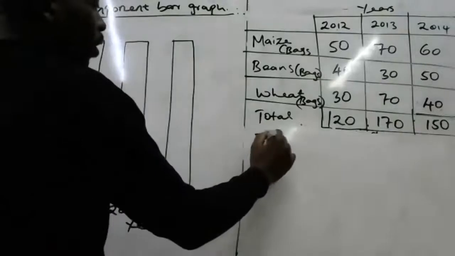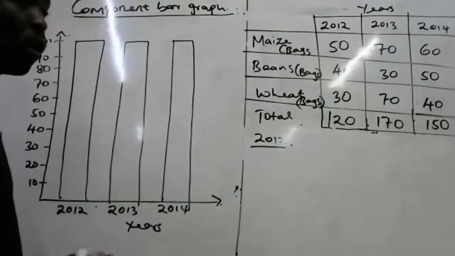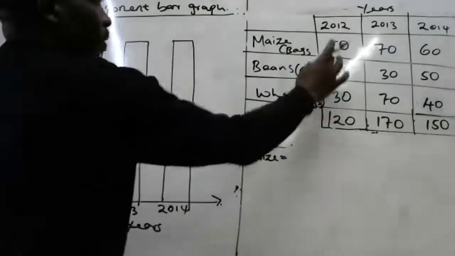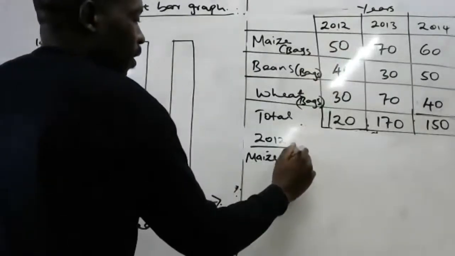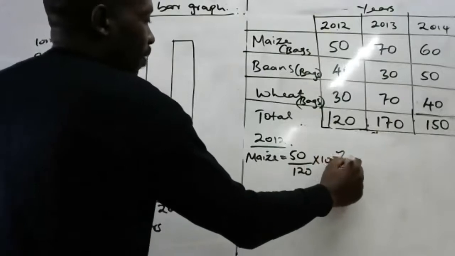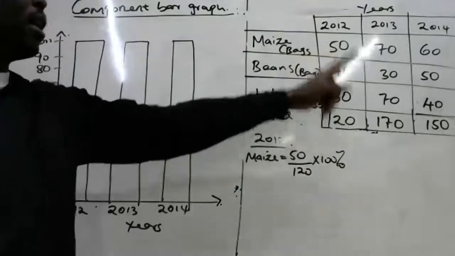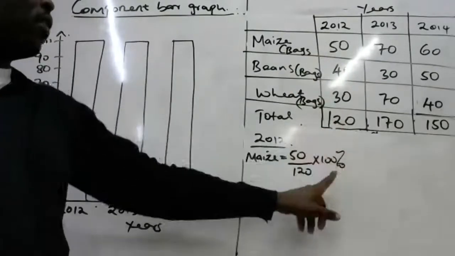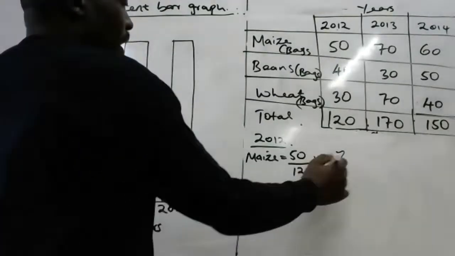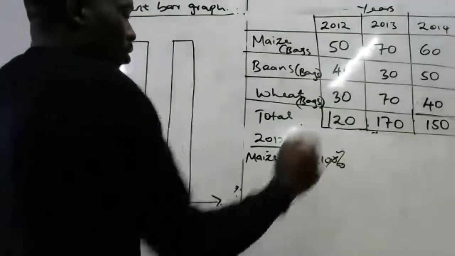We start with the year 2012. What is the percentage of maize? Maize will have the percentage of 50 out of 120 times 100%. So it is the value for that particular item in that year divided by the total in that year. Then you multiply to convert it into percentage. So you find that this one is going to be 5000 divided by 120. I don't know what it's going to be.